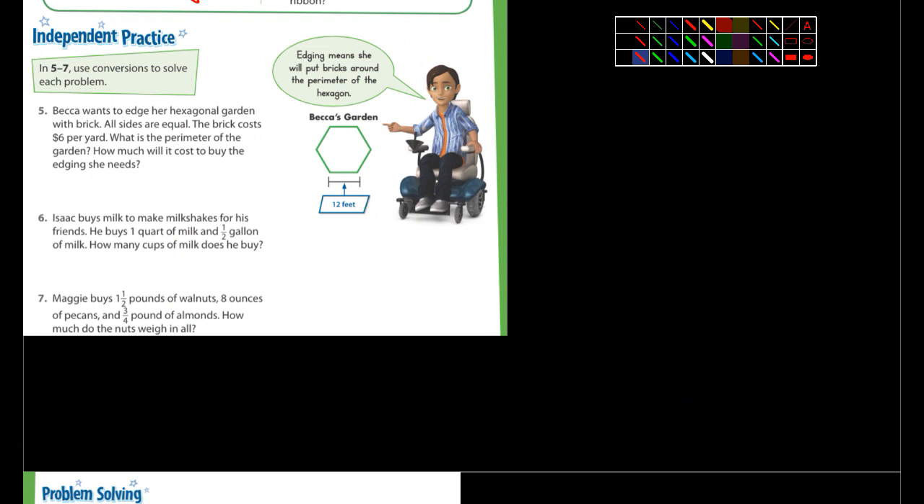Isaac buys milk to make milkshakes for his friends. How nice of Isaac. He buys 1 quart of milk and a half a gallon of milk. How many cups of milk does he buy?